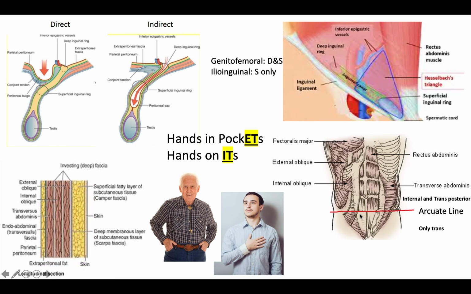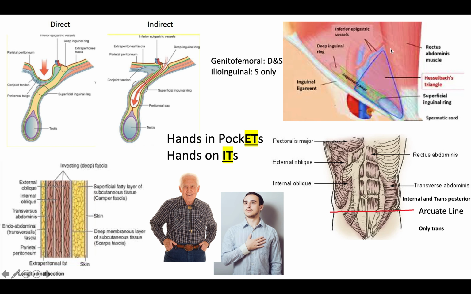A significant thing to know about whenever it comes to these layers is Hesselbach's triangle. This significant figure is bordered by the inguinal ligament inferiorly. Then off of your external iliac artery, you will have the inferior epigastric artery, which will form the superior border of it. And medially, you'll have the rectus abdominis sheath.